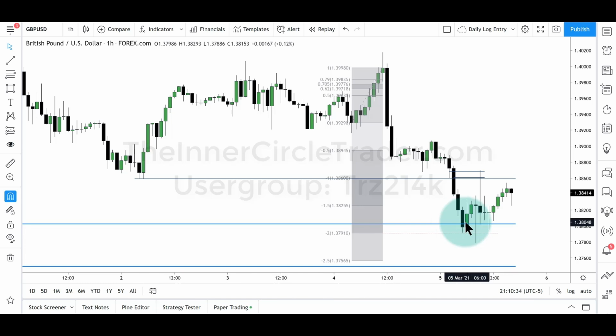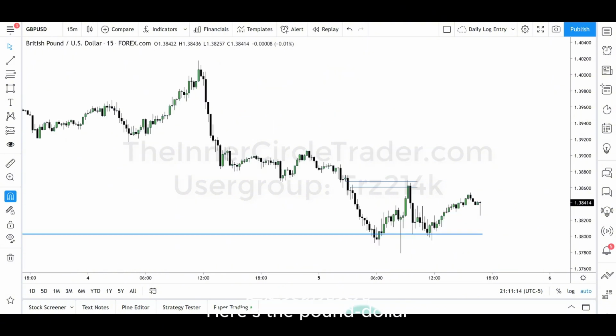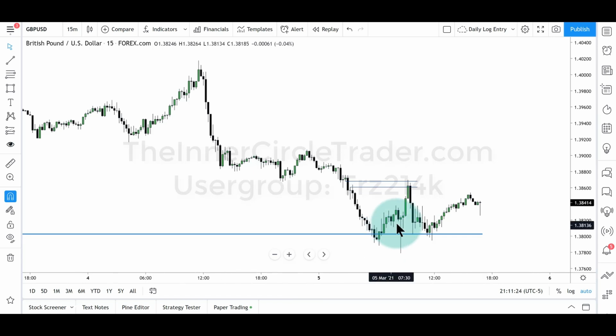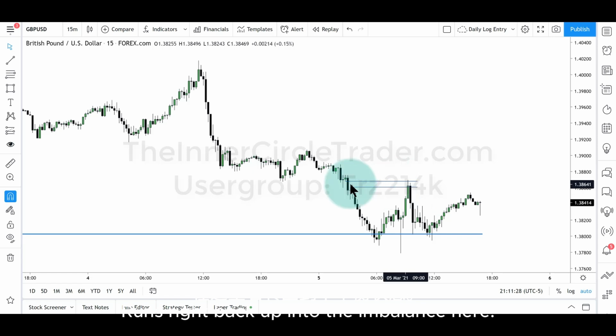Okay. Let's drop into the 15-minute time frame. All right, here's the pound dollar 15-minute time frame. Small little fair value gap in here as it ran down on non-farm payroll Friday. The numbers release here, it runs lower, runs right back up into the imbalance here, and then sensitivity.